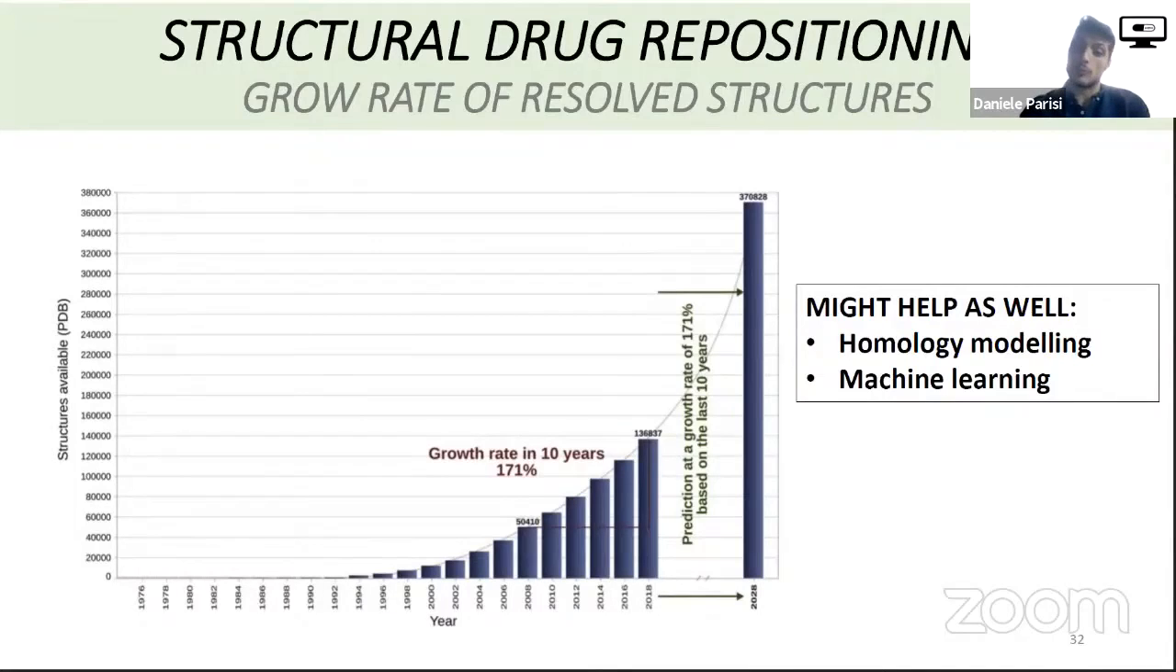And if we want to be optimistic, we know that the PDB database is growing faster and faster. So we expect the number of structures to reach a very good point in 10 years if we extrapolate the data that we have so far. But of course, we can help this process using homology modeling and machine learning.